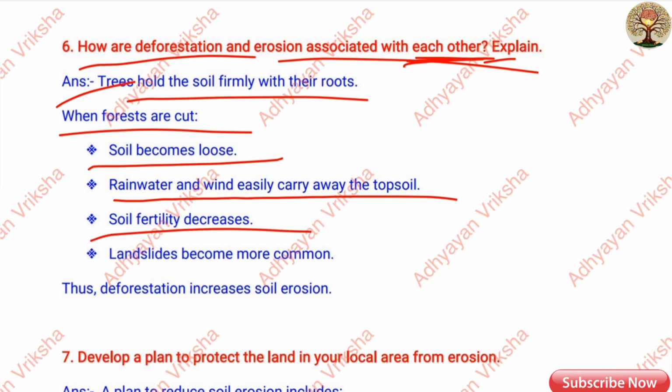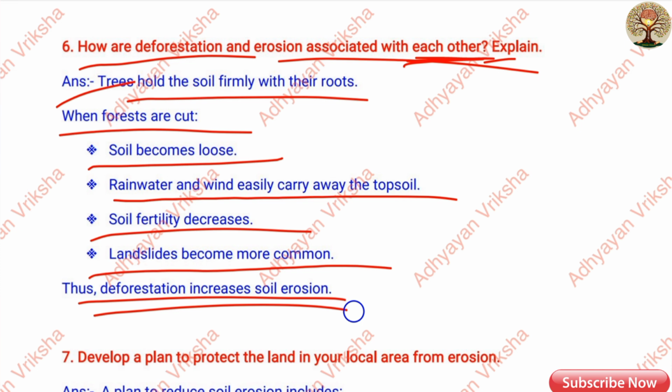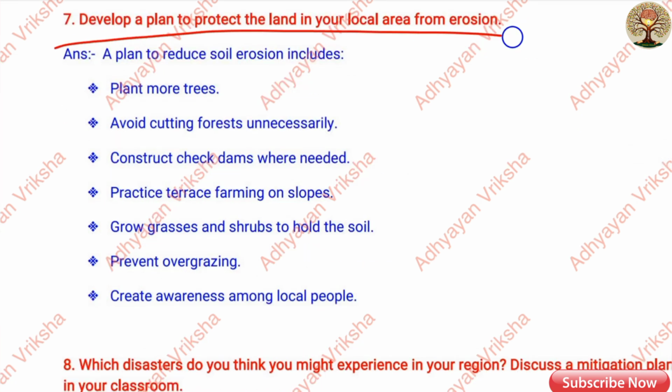Soil fertility decreases and landslides become more common. Thus, deforestation increases soil erosion. Come to question number 7: develop a plan to protect the land in your local area from erosion.